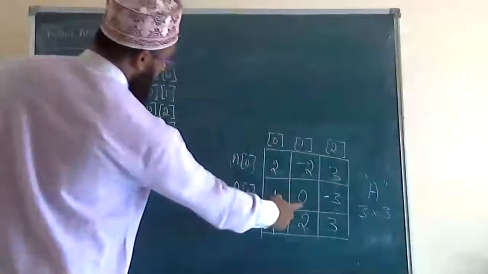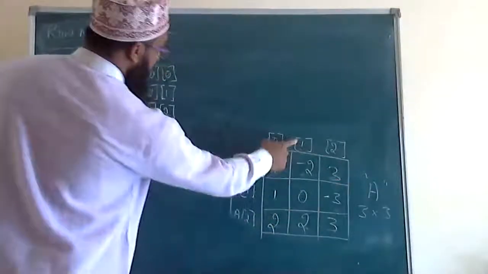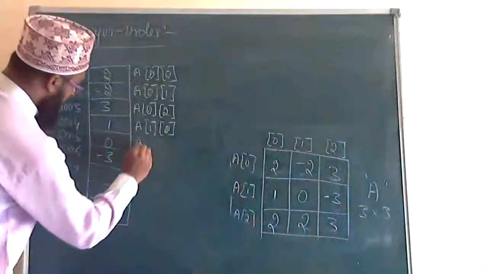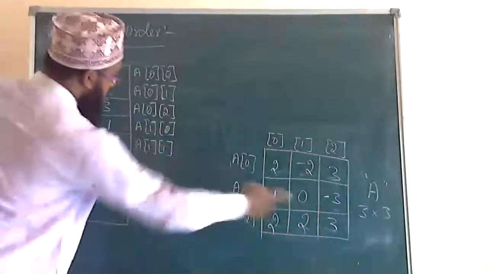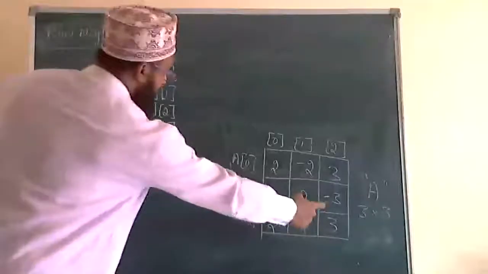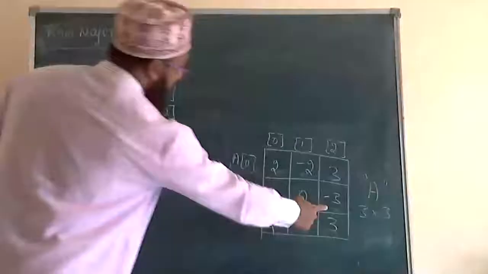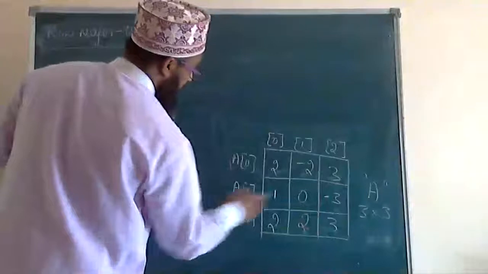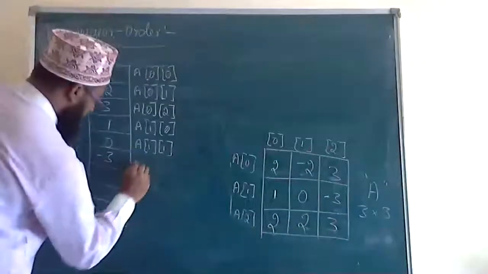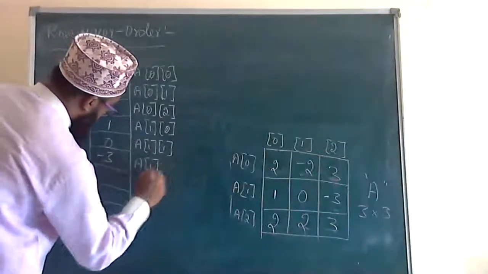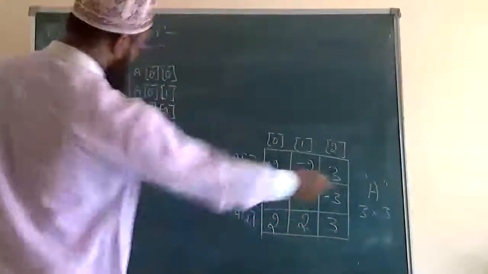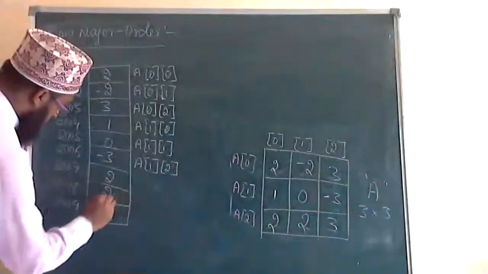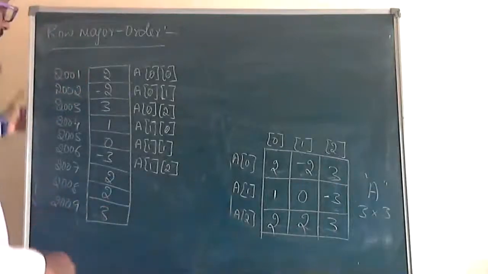Okay, then a of 0, 1 is 1. Okay, a of 1, 1. This 0 is stored here. Then this minus 3 is stored here. Then for minus 3, a of 1, 2, a of 1, 2. Okay, then finally the third row, 2, 2, 3, 2, 2, row elements are inserted.